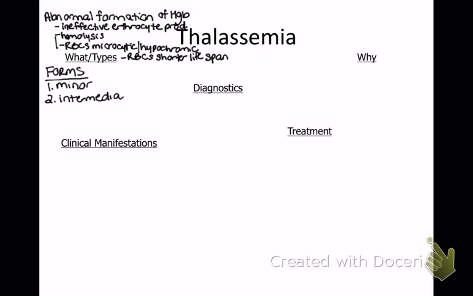Intermedia, and then major, which is what we're concerned about, which is the Cooley's anemia. This is a severe anemia where the patient needs lots of transfusions, right? Because they have these red blood cells, the ones that they have suck. They can't carry a lot of oxygen. They're small. They get destroyed frequently. They have a short lifespan. And they're not able to make a lot of them. So they need frequent transfusions in order to get the hemoglobin that they need to transport oxygen to their body.